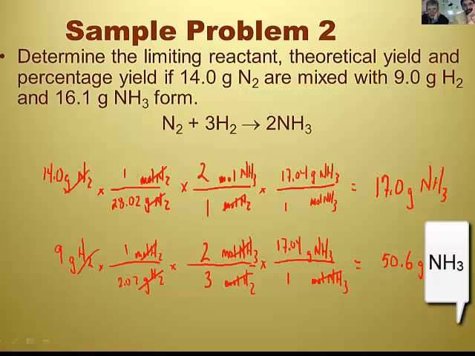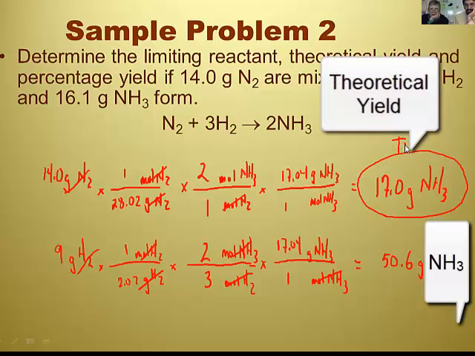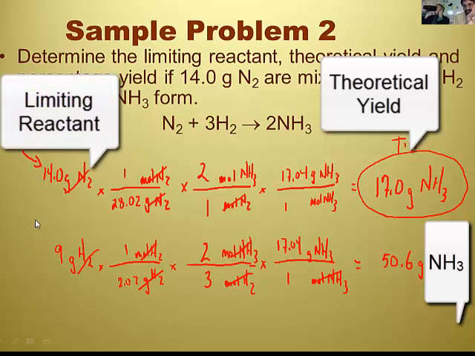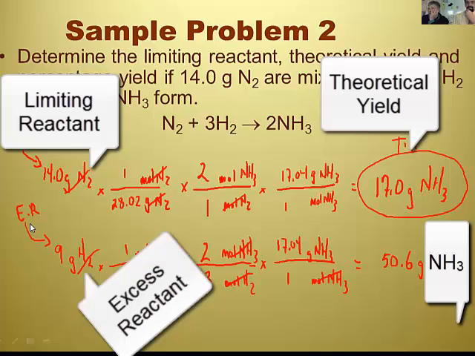I'm going to just check my math for a moment. The theoretical yield is still only 17.0 grams of ammonia. That's the smaller amount, so it's still nitrogen gas being the limiting reactant. This is still my limiting reactant, my nitrogen gas, which means that I have an excess of hydrogen. That's my excess reactant.